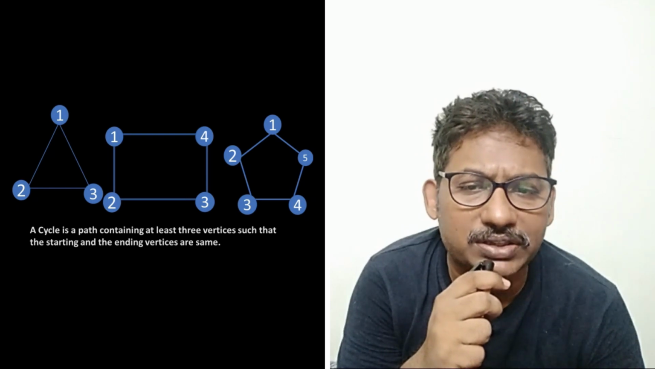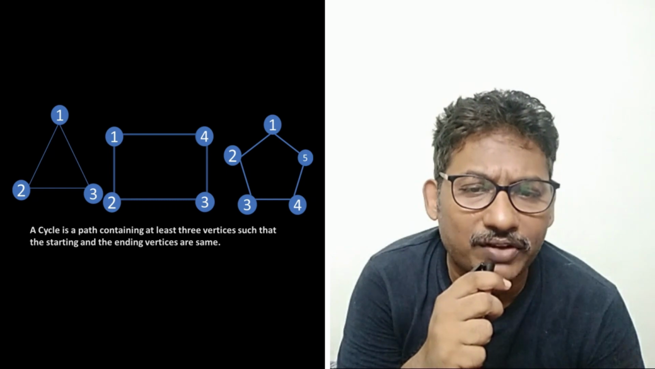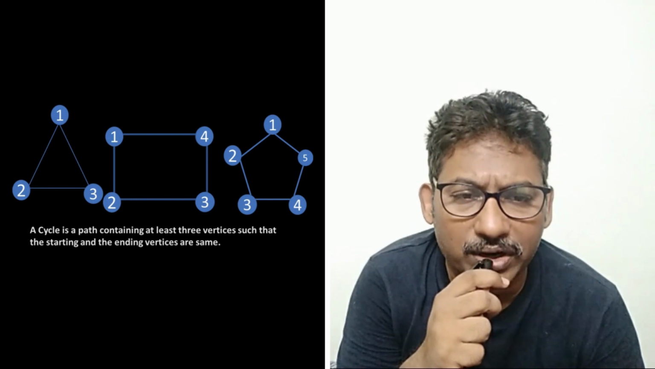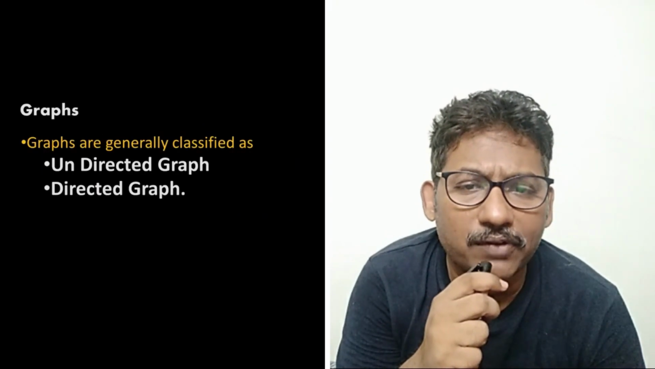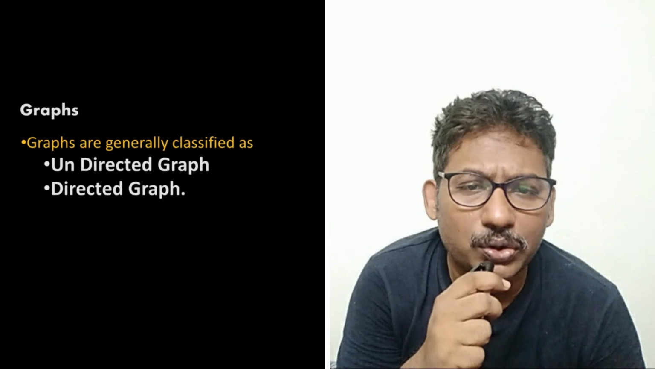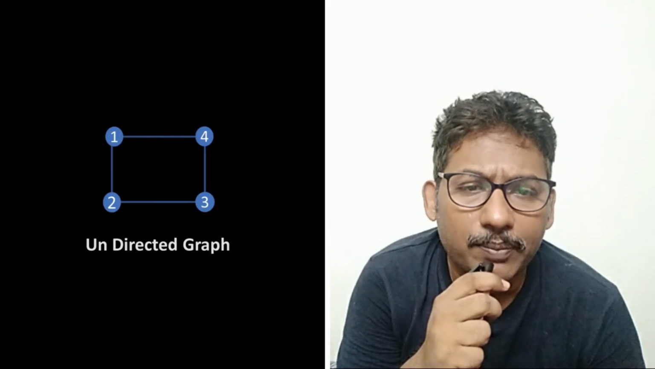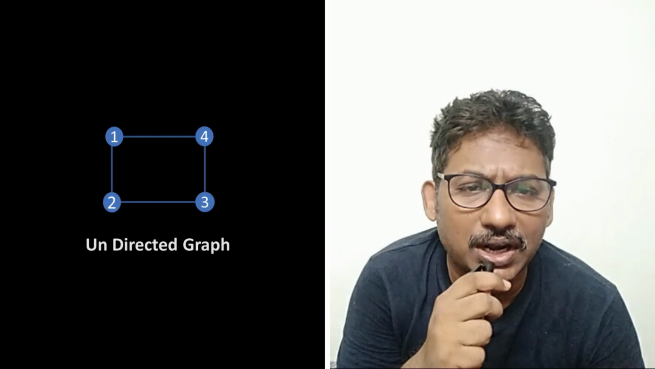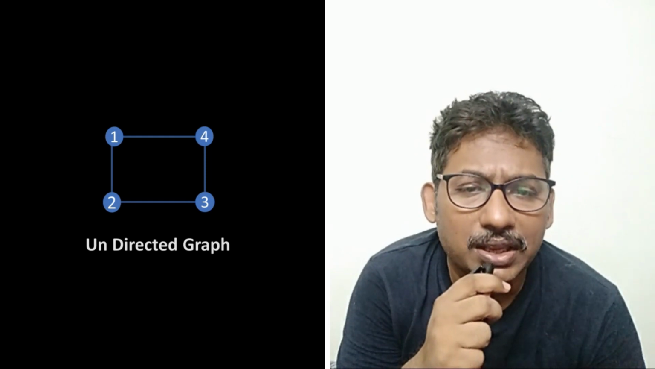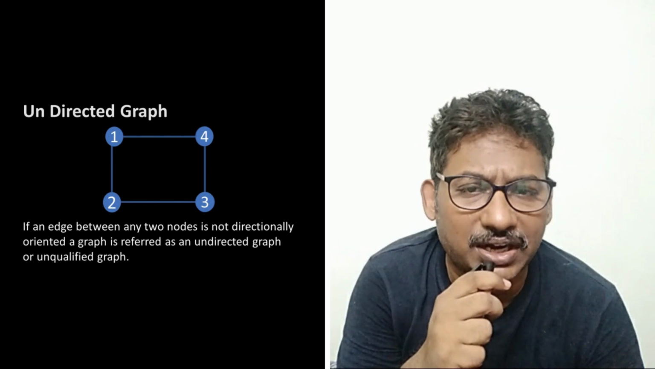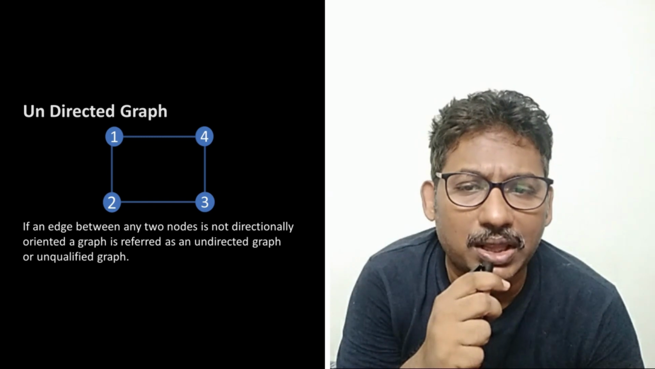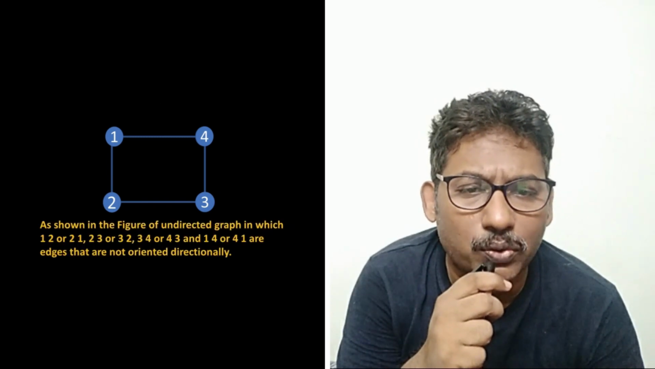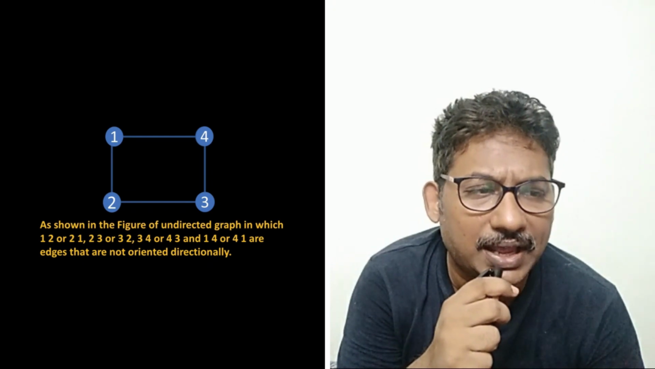Now we are going to discuss the cyclic graph. A cyclic graph is a path containing at least 3 vertices such that the starting and ending vertices are the same. If you take a triangle 1, 2, 3, a square and a pentagon. A graph is generally classified as an undirected graph. Here it is an undirected graph, another is the directed graph. In an undirected graph there are no arrow marks. If an edge between any two nodes is not directionally oriented, the graph is referred to as an undirected graph.